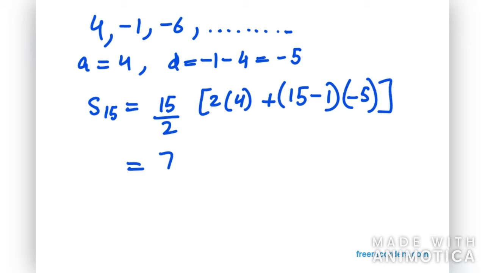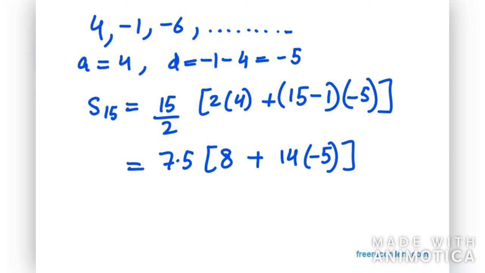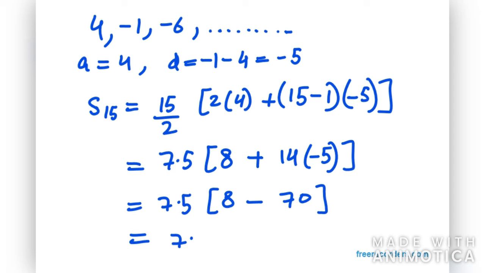So 15 over 2 is again 7.5. 2 times 4 is 8. 15 minus 1 is 14. 14 times minus 5 is minus 70. So 7.5 times, 8 take away 70 will be minus 62. So this will be minus 465. The right answer for the second one is minus 465.